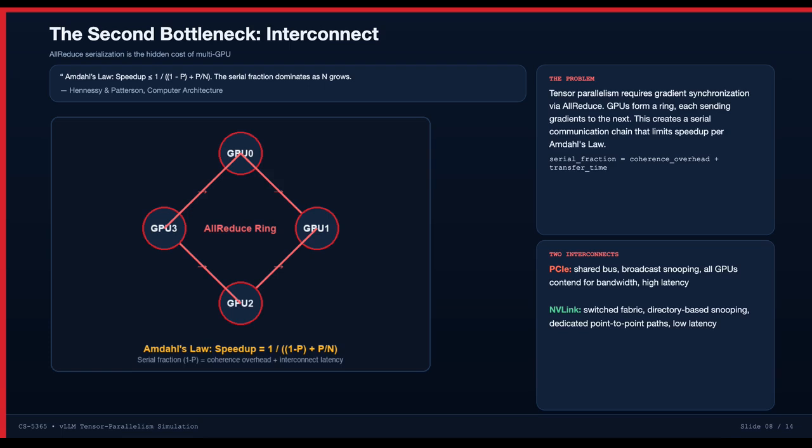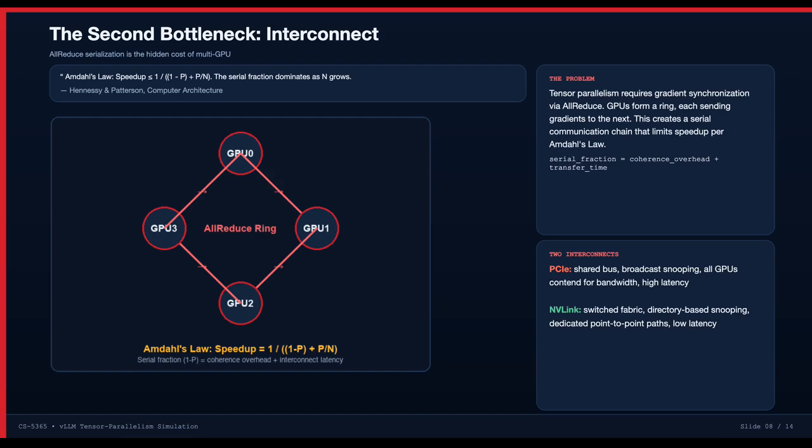The formula on the screen is Amdahl's law. Rather than reading aloud, let me explain what it actually means for a system. It tells us no matter how many GPUs we throw at the problem, our system is only as fast as its slowest non-parallel bottleneck. And in our case, that serial bottleneck is the AllReduce communication phase where GPUs are forced to wait in line to synchronize their data.